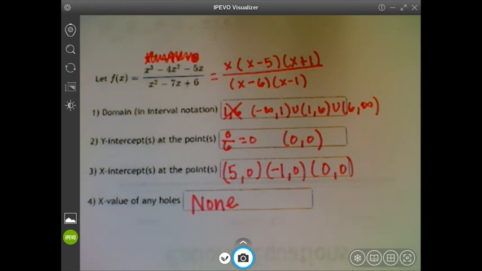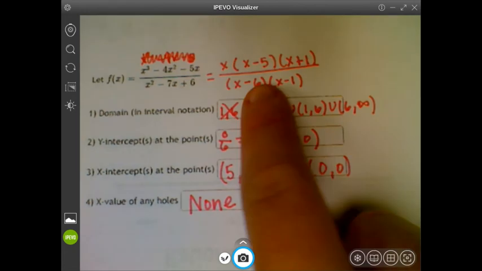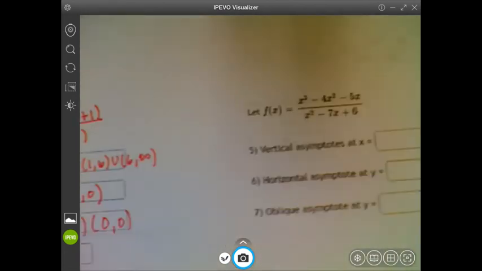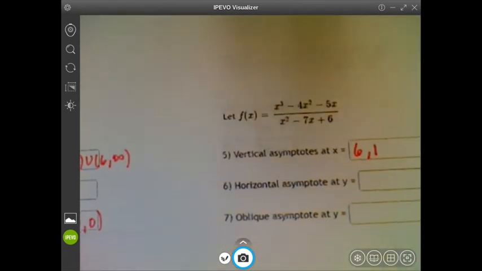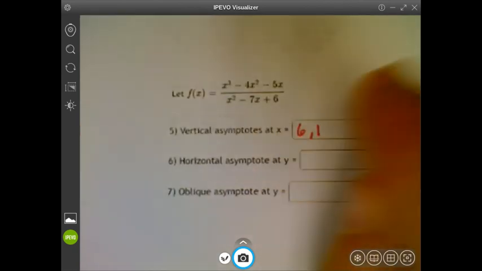All right, vertical asymptotes on the next slide, essentially. Vertical asymptotes, that's what makes the denominator equal to 0. So that would be 6 and 1 or 1 and 6. It already has the x equals in there, so I don't have to worry about including that.